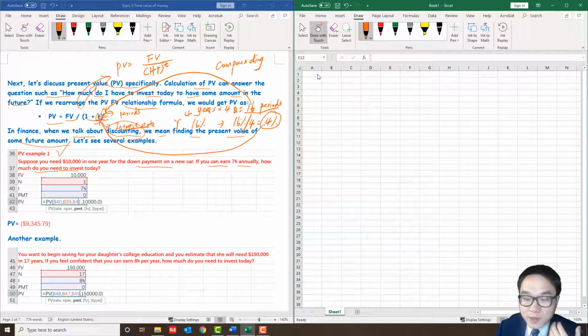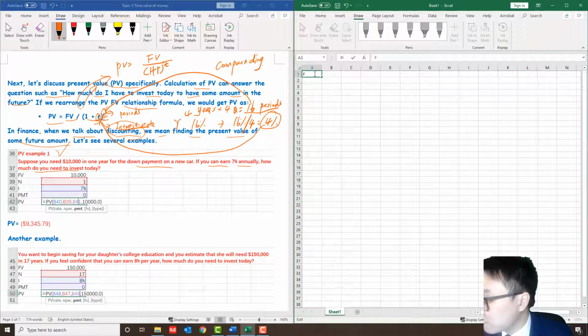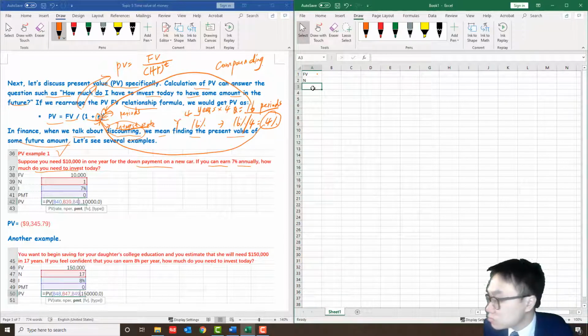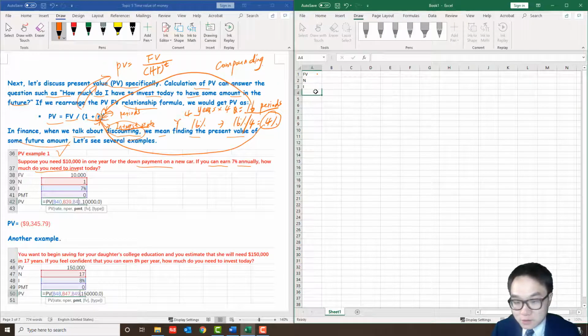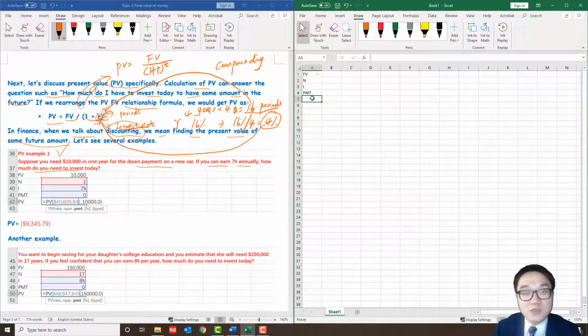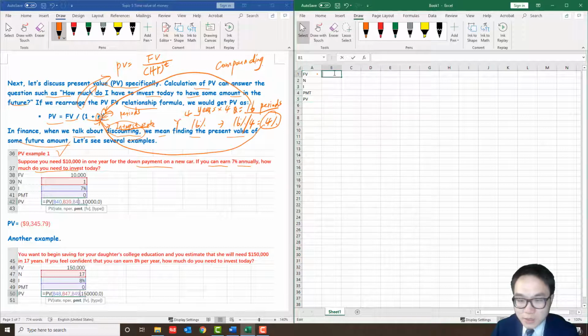So you open the Excel. Then we're going to put all the elements in this function. We are given the future value, FV, and we're going to have N periods, right? We're going to have I, the interest rate. We're going to have payment. PMT represents payments, and we are interested in figuring out PV, present value. Now we know the future value you need to have.